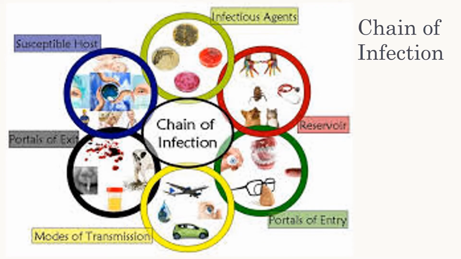So the chain of infection, you have your infectious agents, which are your germs. You can see them at the top. I know this picture is a little blurry, but I mainly wanted the pictures for you guys, those of you that are visual learners. It may help. Then you have your reservoir.